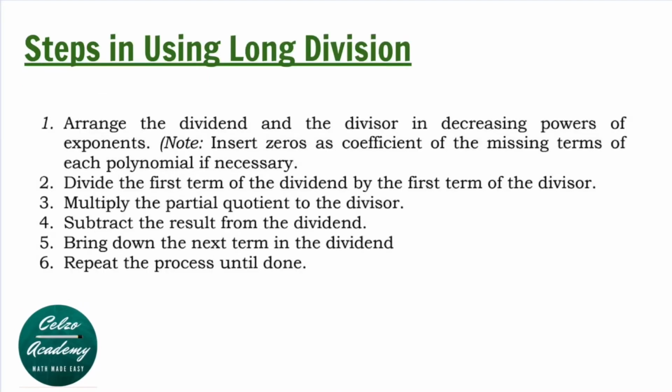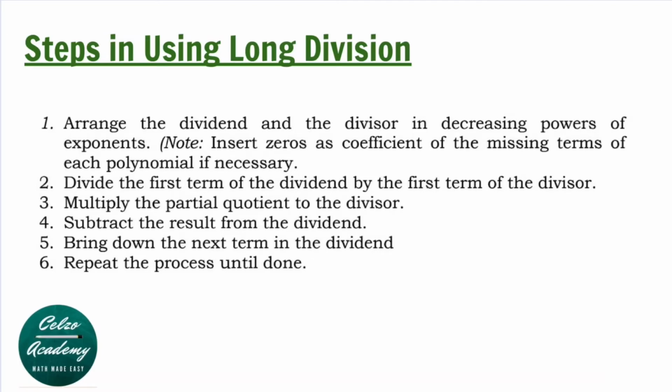These are the steps in dividing polynomials using long division. 1. Arrange the dividend and the divisor in decreasing powers of exponents. Take note that you need to insert zeros as the coefficient of the missing terms of each polynomial if necessary.